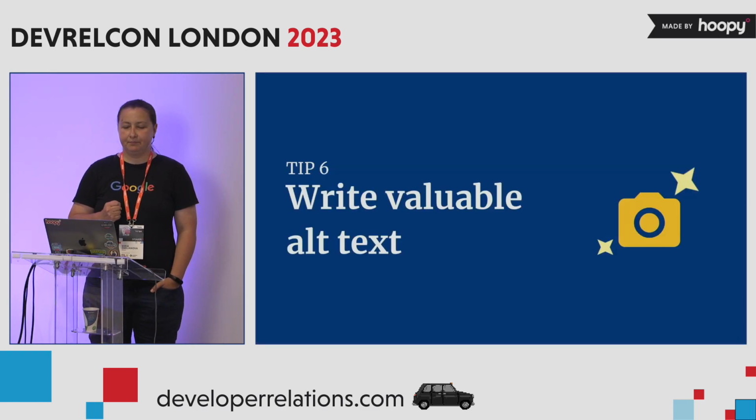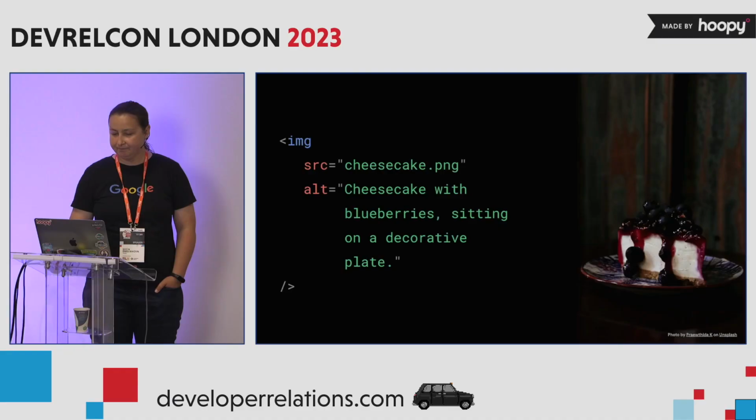Tip number 6, write valuable alt text. Alt text, which stands for, as you know, alternative text, lives within image HTML code. And its intent is to describe images to those who can't see them. Users may not see the image when the image isn't properly rendering in the UI, which would mean they would see alt text instead. Other people use assistive technology like screen readers, and they heavily rely on alt text.